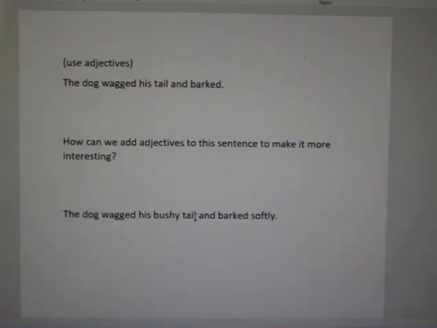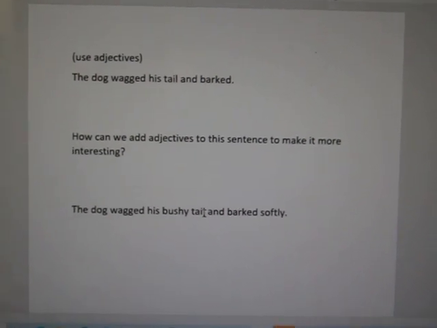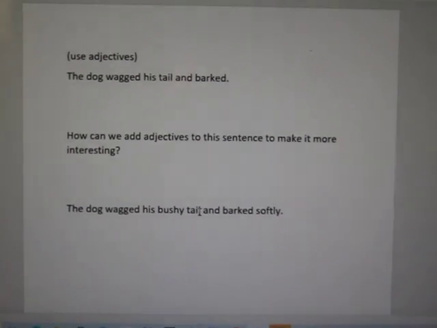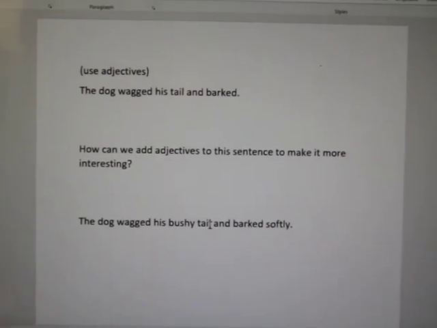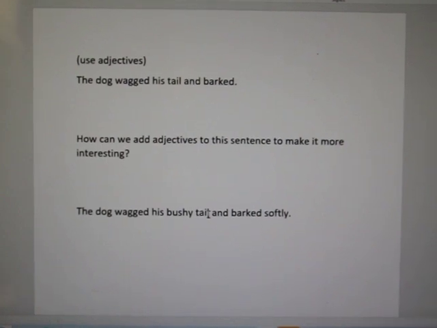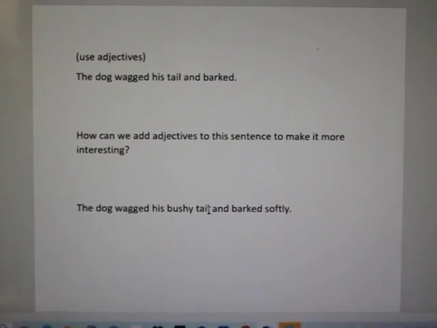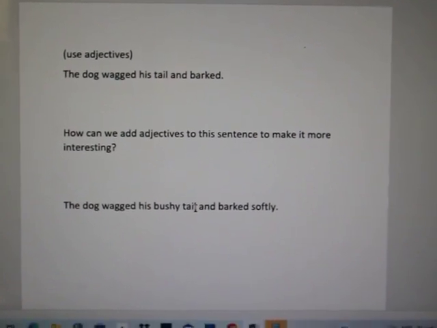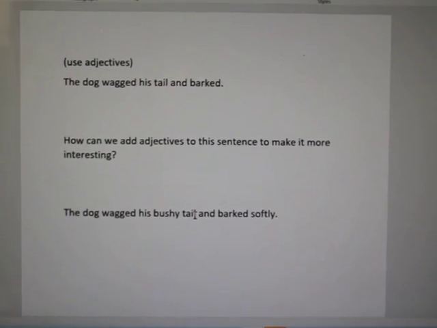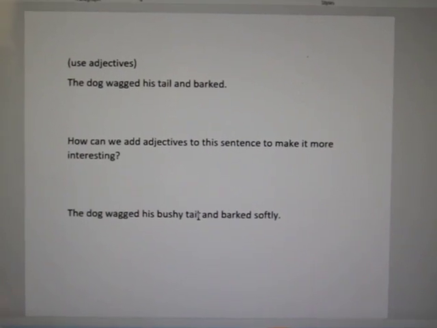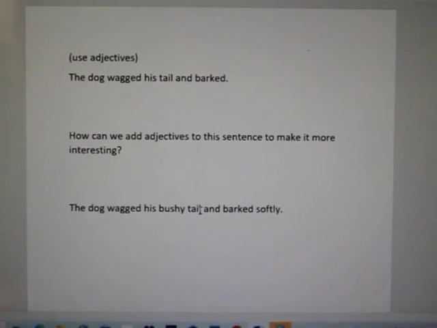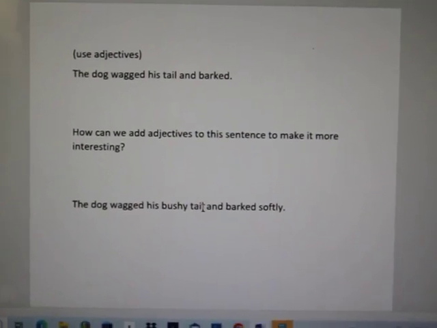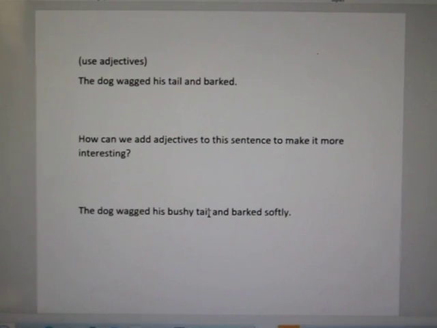This one, we're going to use adjectives to add interest to the sentence. The sentence reads, "The dog wagged his tail and barked." How can we add adjectives to this sentence to make it more interesting? Well, we can talk about its tail, and we can talk about how it barked. We could say, "The dog wagged his bushy tail and barked softly."